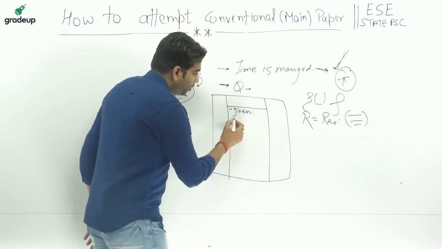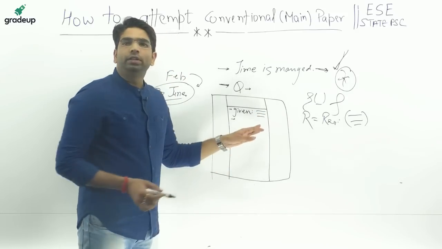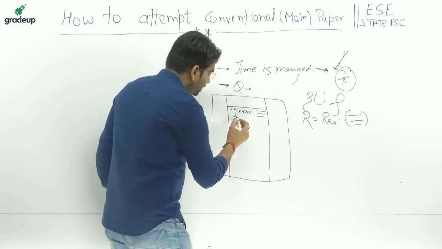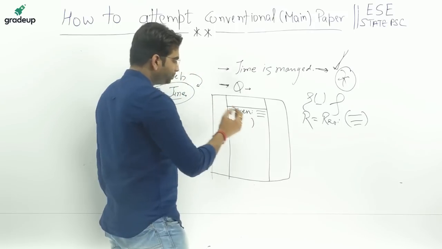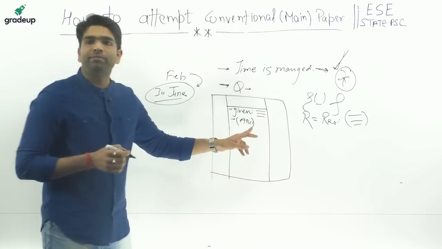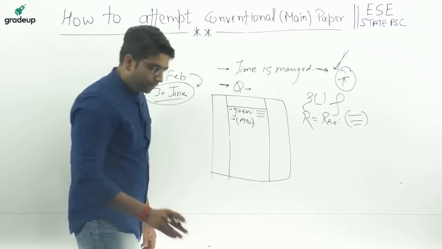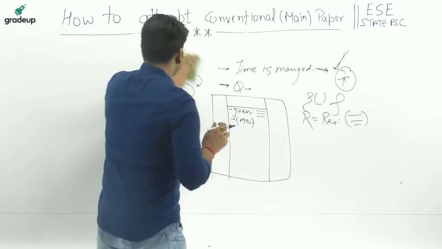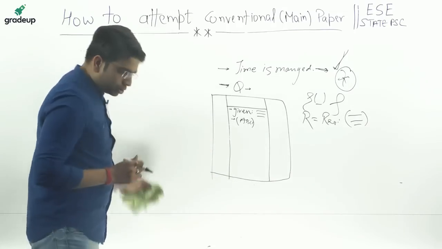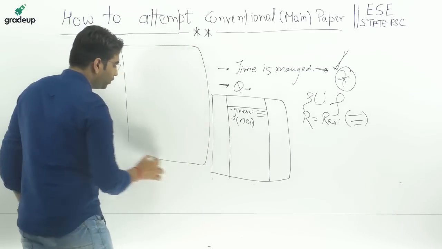Now, having written the given values or constants, next comes the assumptions that you have made while solving that numerical. You write the assumptions. And the next thing, and the utmost important thing, that comes is the formula.